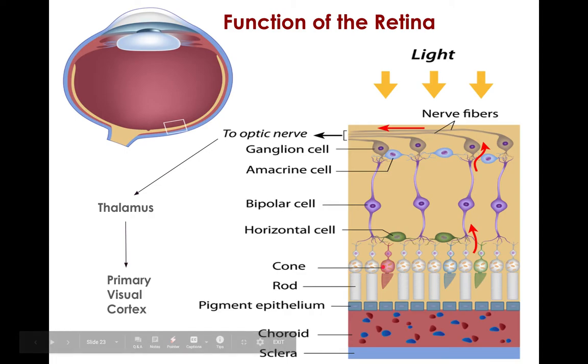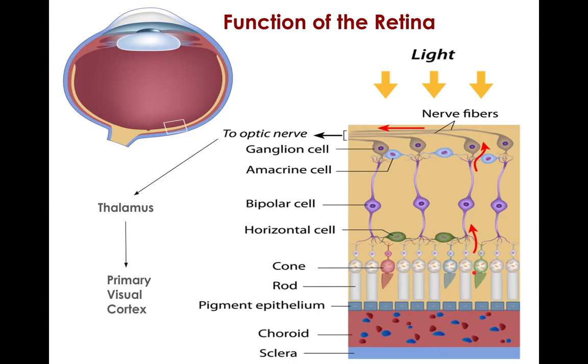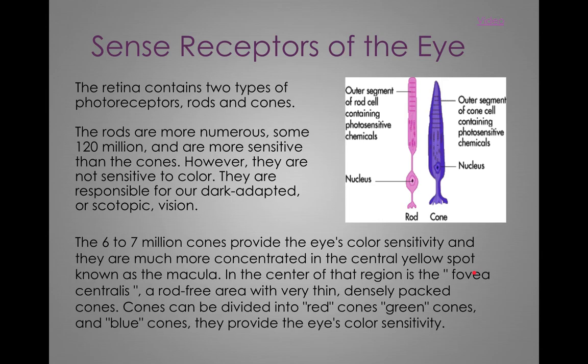There are three types of cones that you can see here. They're different colors. Why? Because there are cones which respond to wavelengths in the red range, cones that respond to blue wavelengths, and cones that respond to green wavelengths.